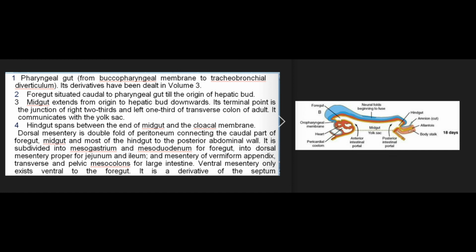3. Midgut extends from the origin of the hepatic bud downwards. Its terminal point is the junction of right 2/3 and left 1/3 of the transverse colon of the adult. It communicates with the yolk sac. 4. Hindgut spans between the end of the midgut and the cloacal membrane.